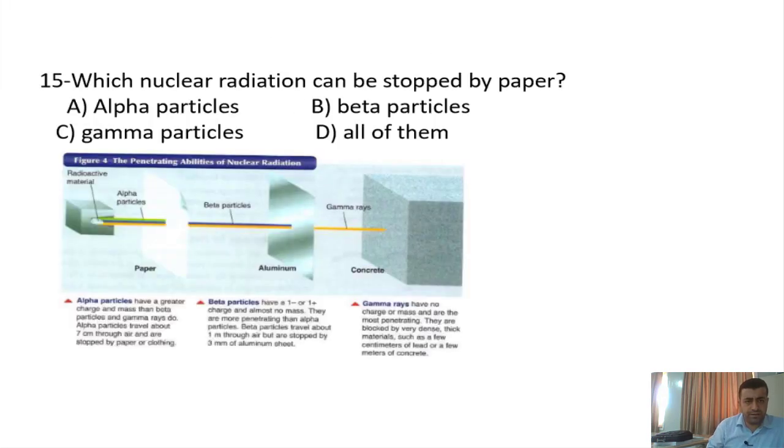Question 15. Which nuclear radiation can be stopped by paper? When you check here, they can stop it by paper or clothing. So according to that, it will be alpha particle, as you see here, alpha particle.